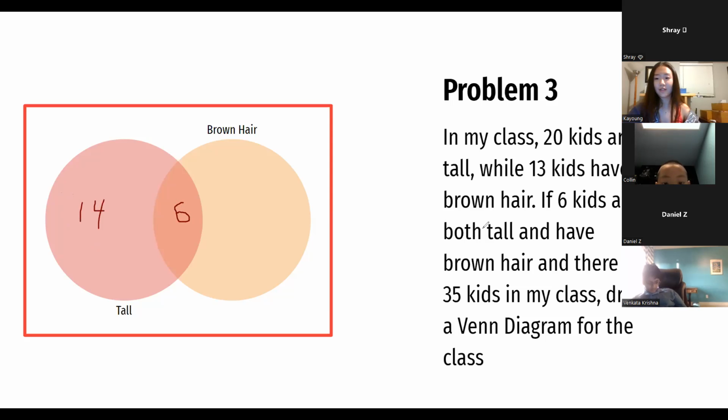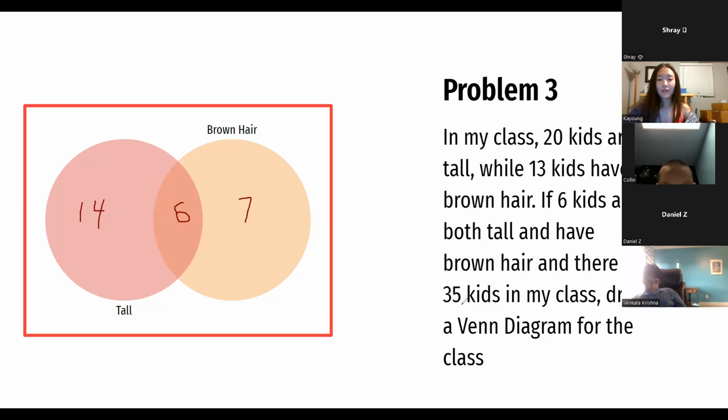Yes, no, maybe. Okay. And then same for this side. So 13 kids have brown hair, but 6 of them are already in this intersection. So we have 7 kids that are just brunette, since 6 of them are both tall and have brown hair. So now when we add them all together, 14 plus 6 plus 7 is 27.